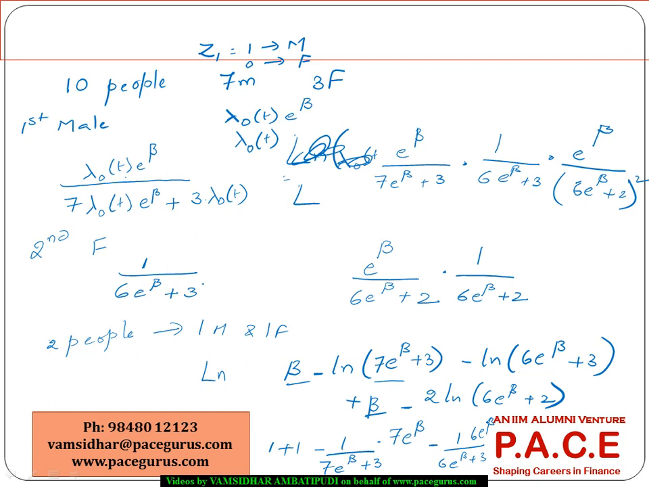Whatever the value of beta I am getting through this simplification process is what is my maximum likelihood estimator for beta, which is the coefficient associated with the covariate Z1 equal to 1 for a male, right? So that is how we get into the estimations.